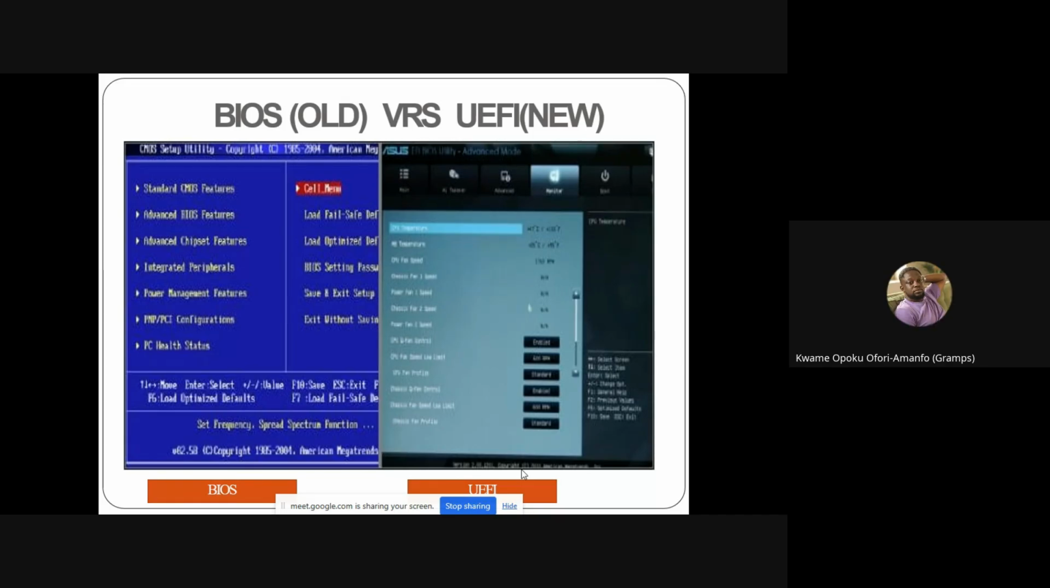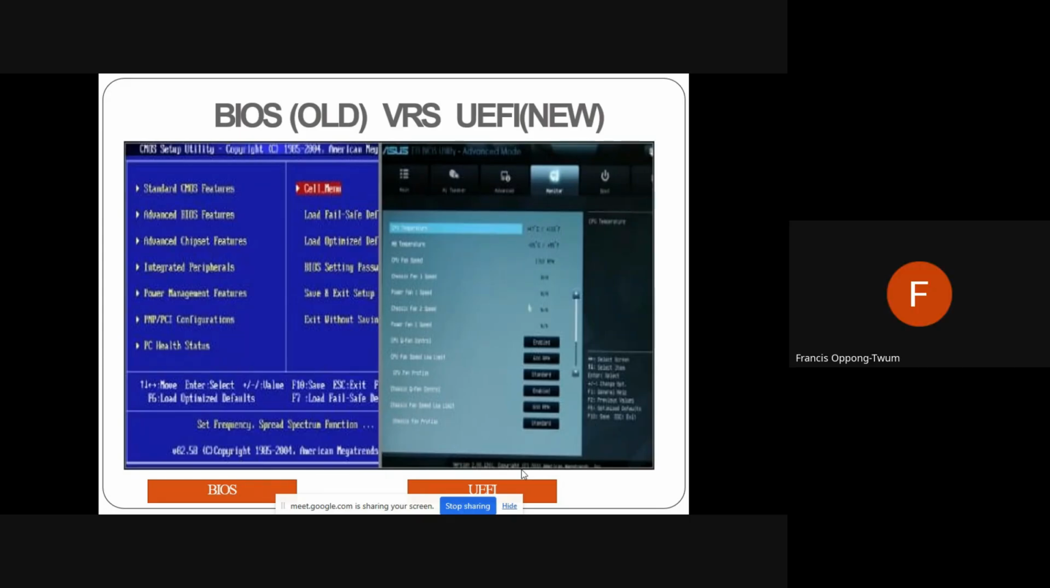Okay. And to help our ladies who are saying they are confused, what we just said is that for the old version of BIOS, you can only use the keyboard to navigate through the options. But with the new BIOS, which is the UEFI, you can use both the keyboard and the mouse. So when you realize that you're able to use the mouse in navigating, then it means that you are using the new version, which is the UEFI. But where you cannot use the mouse to navigate, then it is the old BIOS. That is how I understand it now.